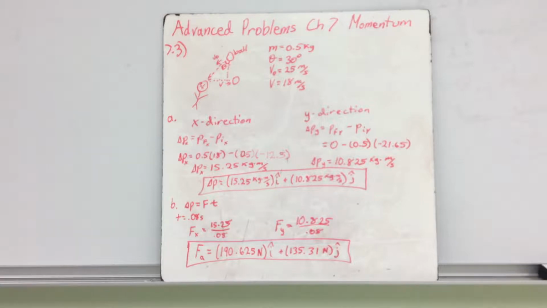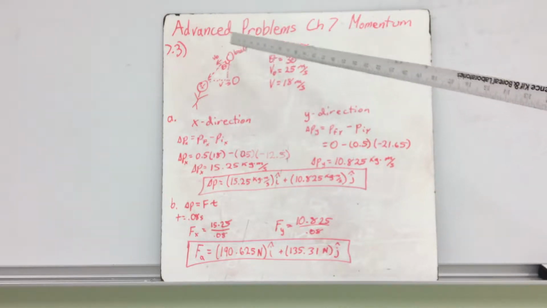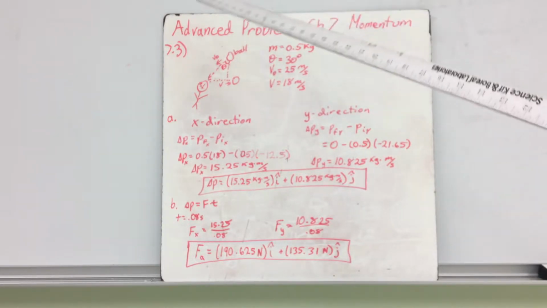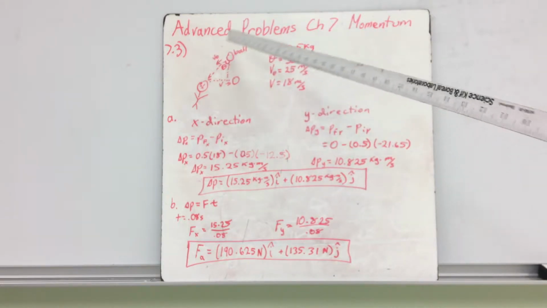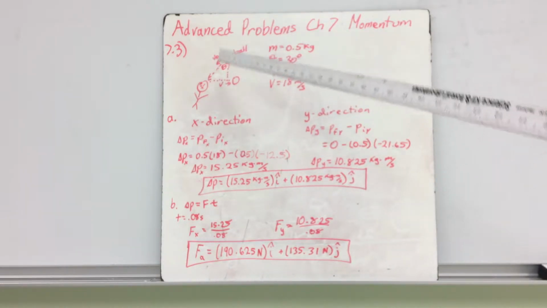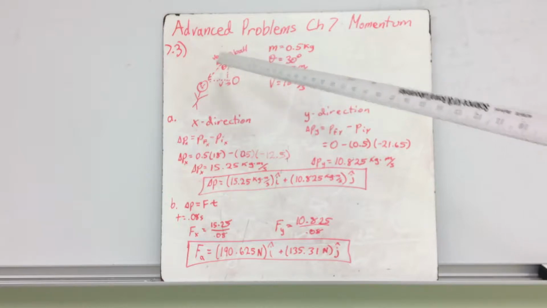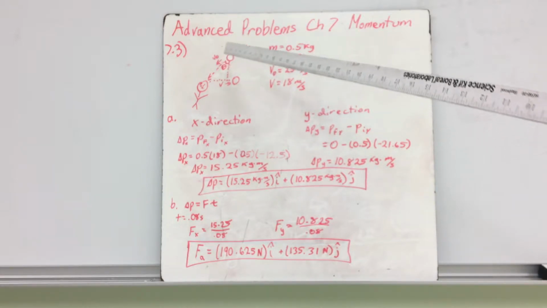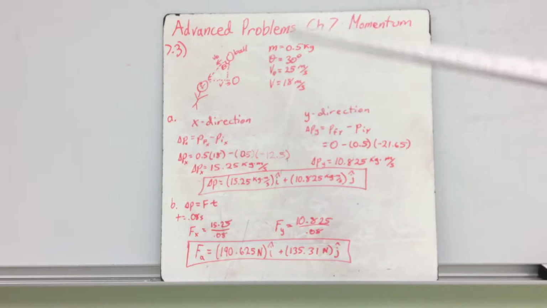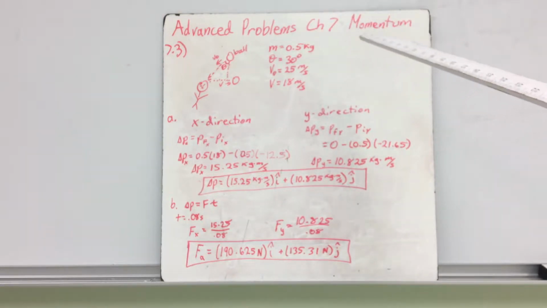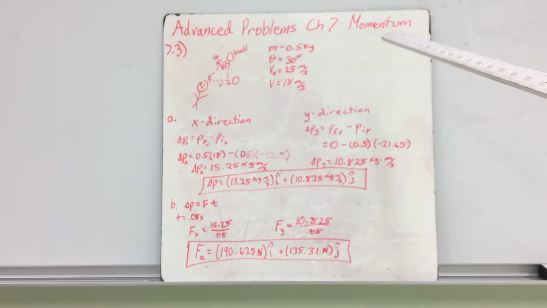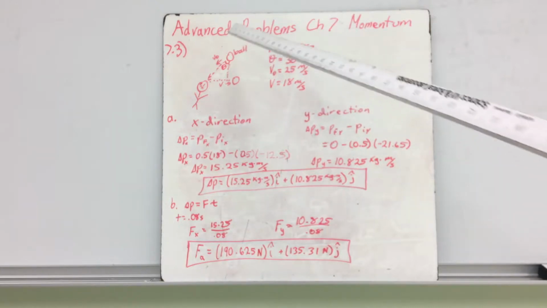For advanced problems in momentum, question 7.3, this diagram shows a ball of a given mass heading towards a person's head, at a certain velocity, from an angle from the vertical. Part A is asking us: what is the ball's momentum change from the player's head, obviously?